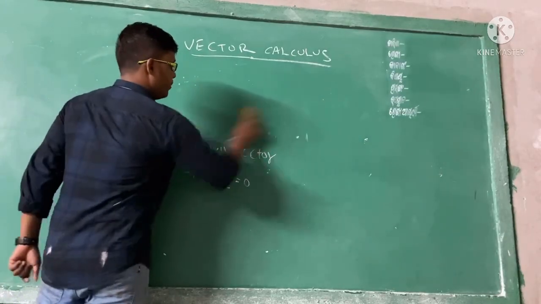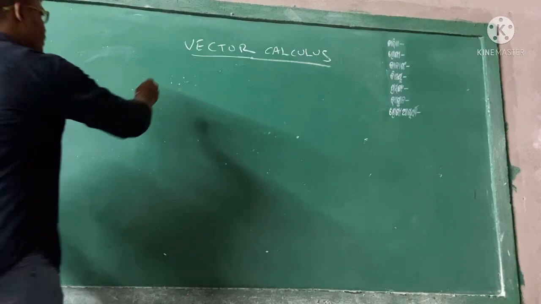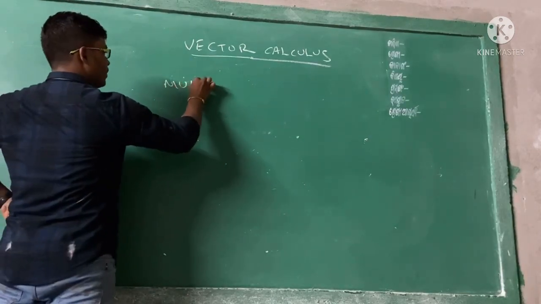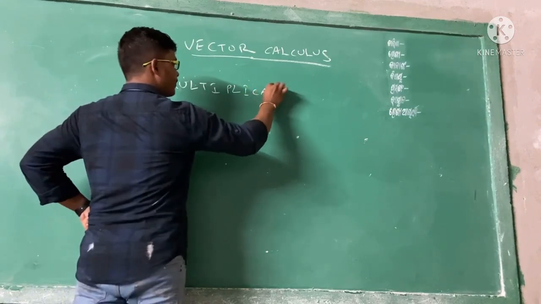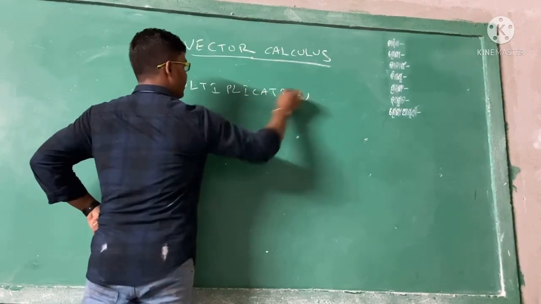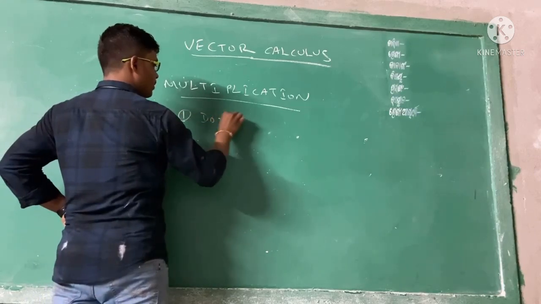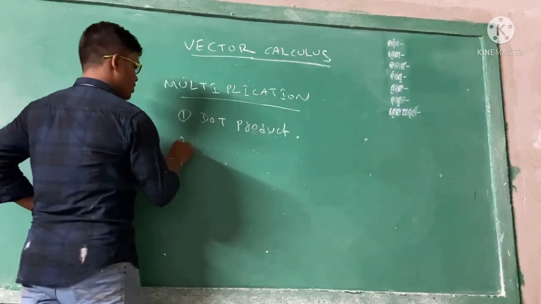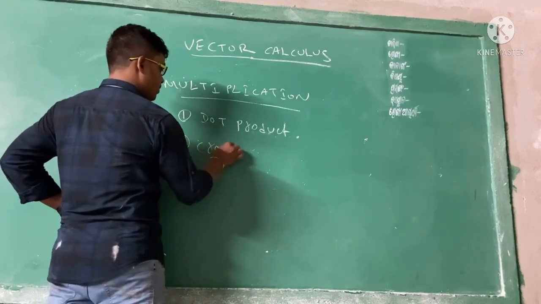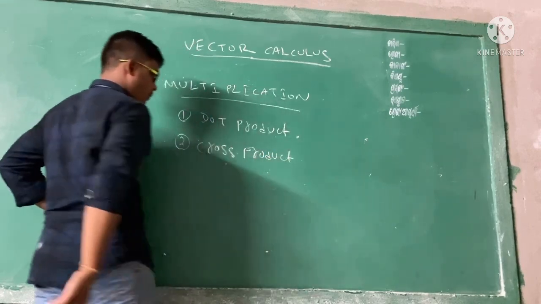Okay, so let's erase it. Remember the null vector. Up to now we have covered the magnitude, the direction, the addition, then the subtraction. Remember the trick and how to use it. Now let's go to multiplication. We have two types of multiplication: one is the dot product and the other is the cross product.